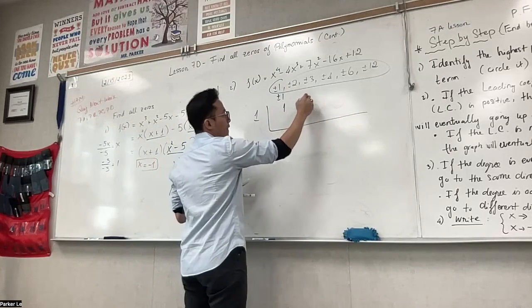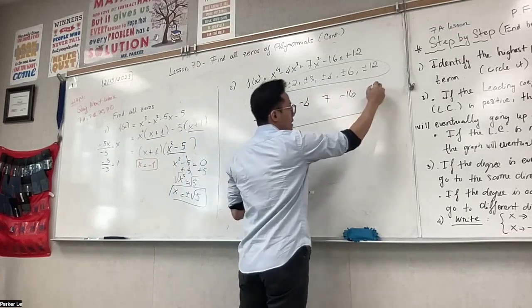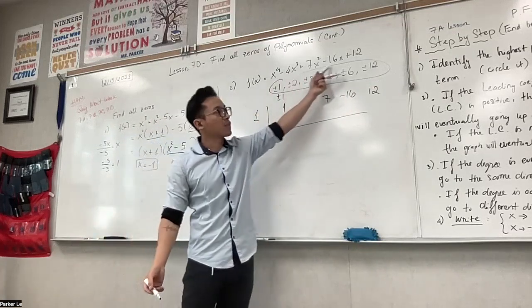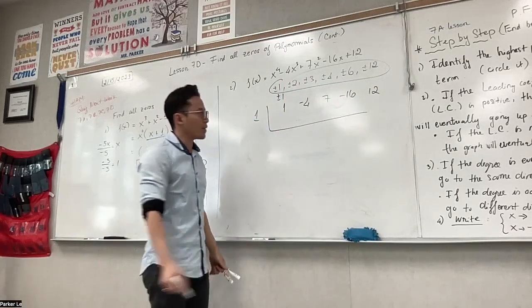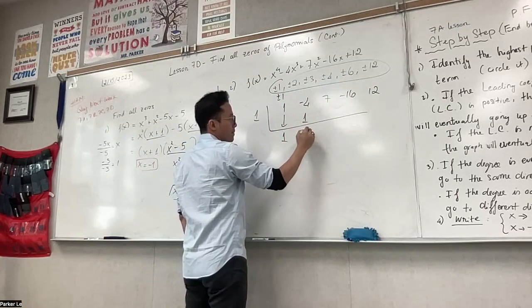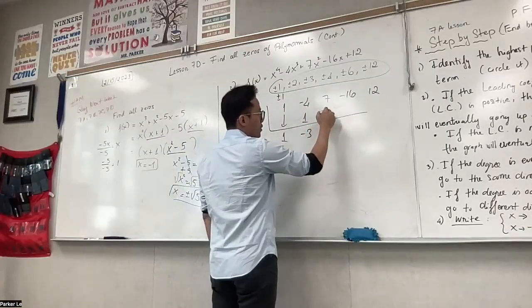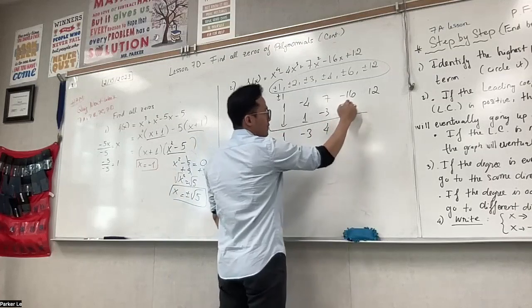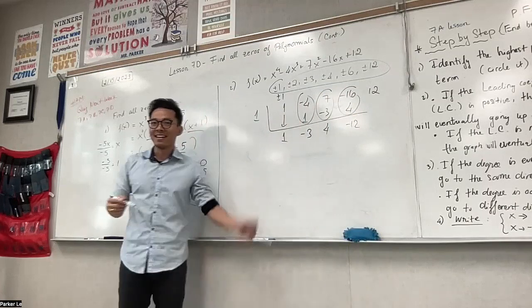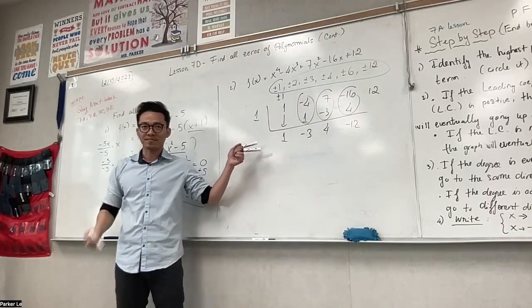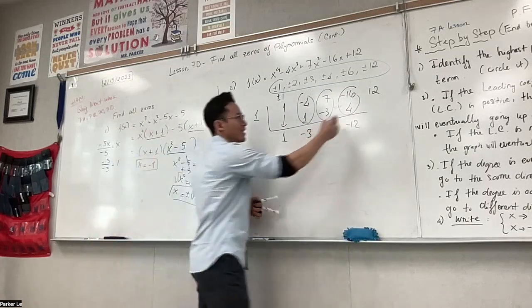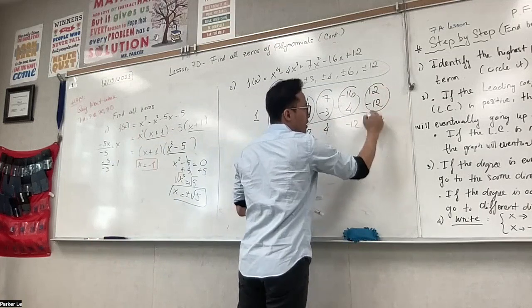1. Good. I don't fill in any 0 because there's no missing power, right? Drop down the 1. Multiply 1, add -3. Multiply -3, add 4. Multiply 4, add -6. Multiply and add. Okay, I think we found a 1. Yes, -12 plus 12, found it, so 0.